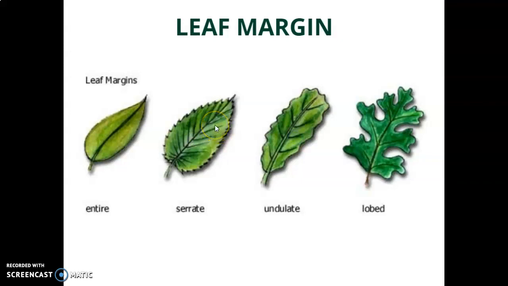So once we decide whether it's alternate, opposite, whether it's broad or narrow, whether it's simple or compound, we can look at the margins of these leaves. And there's a lot of different types of margins that we can use to identify these leaves. We can have an entire leaf, we have a serrate, we have undulate, we can have lobed, and these are the main types that you're going to deal with.